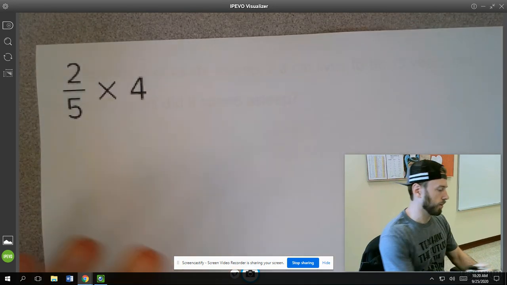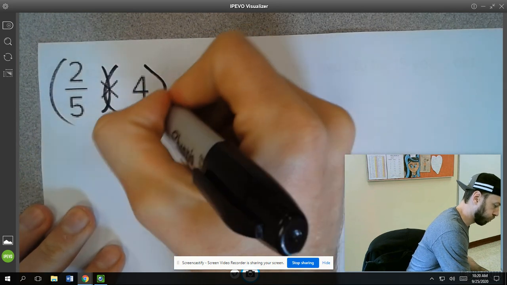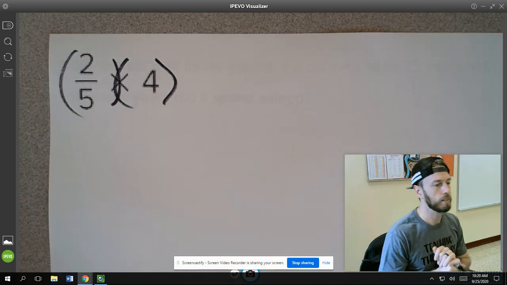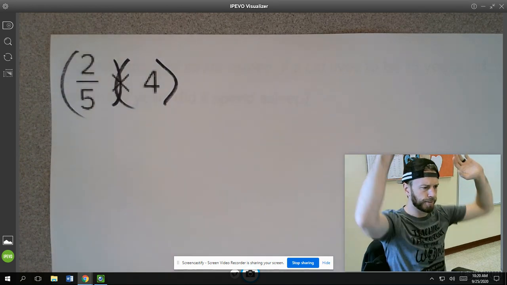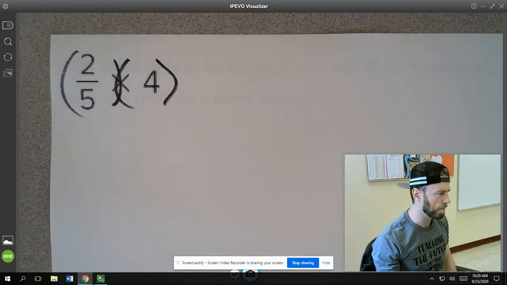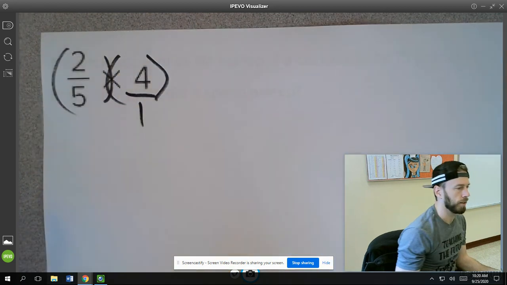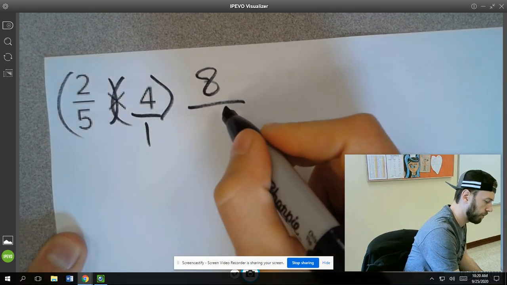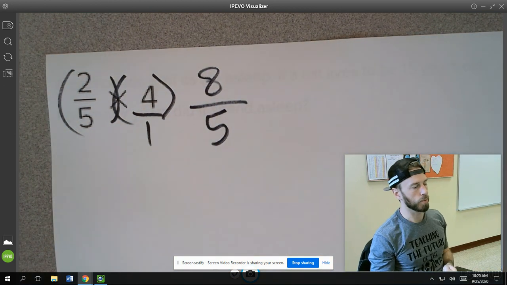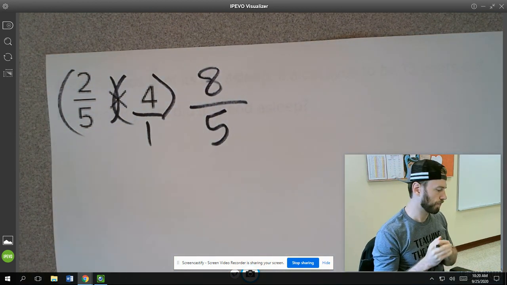Let's try this one together real quick. 2/5 times 4. And hopefully you solved it and you're coming back to me now. Slap a 1 underneath that whole number. Multiply across. 2 times 4 is 8. 5 times 1 is 5. We get 8 over 5.